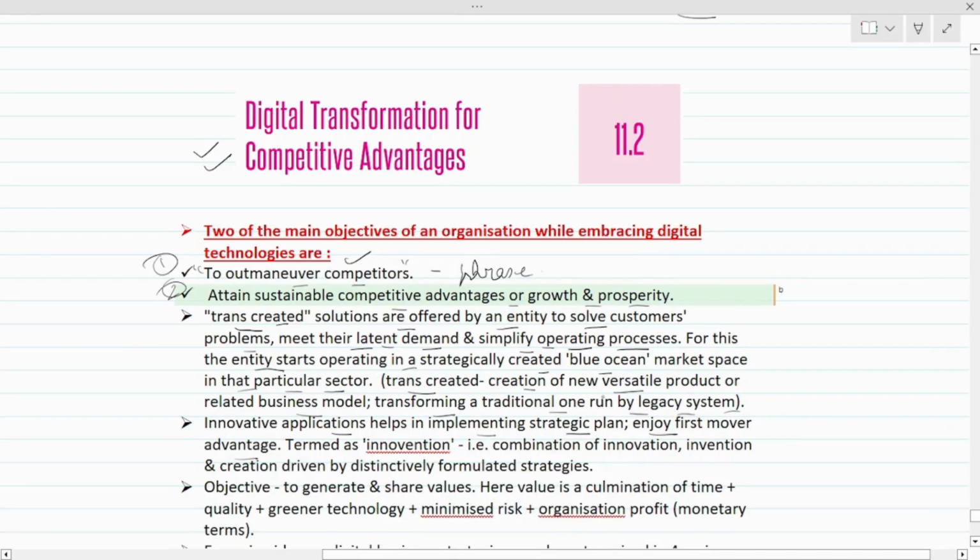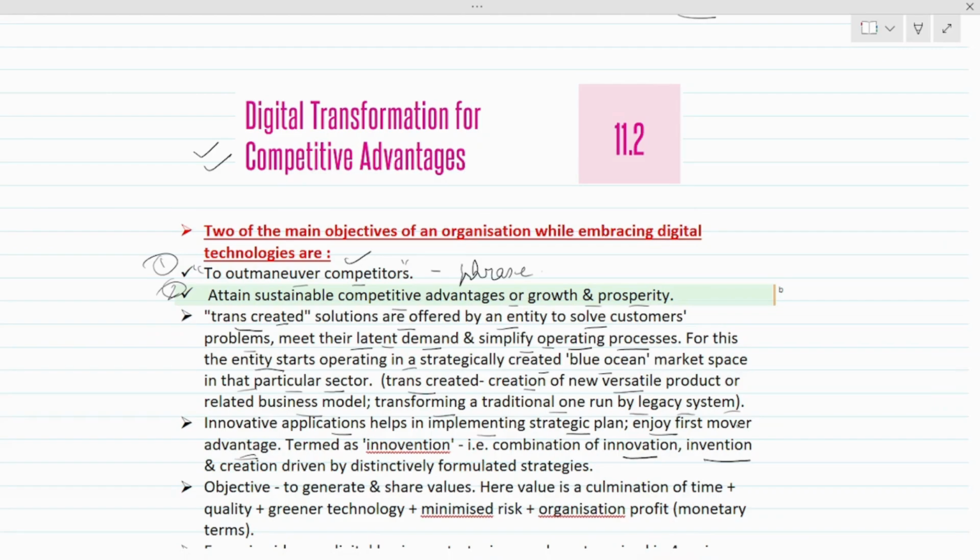So trans-created: creation of a new versatile product or related business model, transforming a traditional one run by a legacy system. Innovative applications help in implementing the strategic plan, and you enjoy first mover advantage. It is termed as innovation. It is a combination of two words, that is innovation and invention. So that's what is innovation, something we have spoken about in 11.1 also.